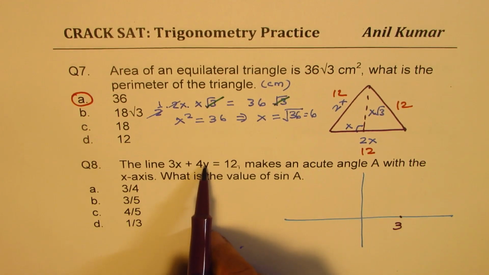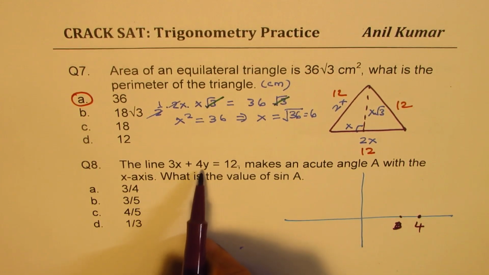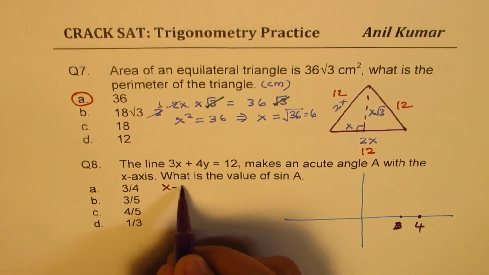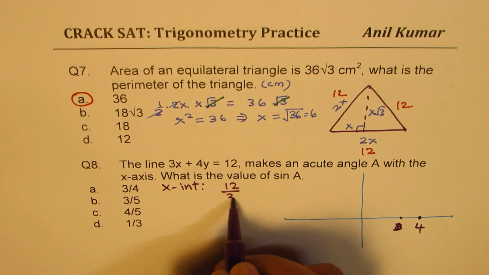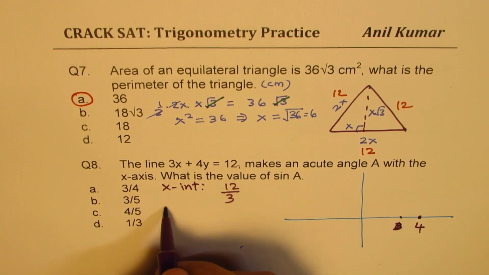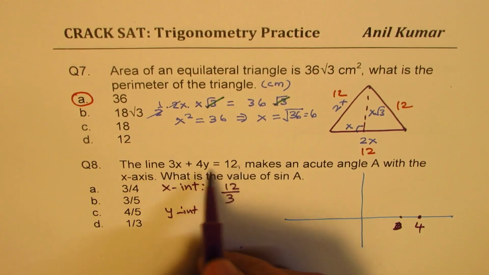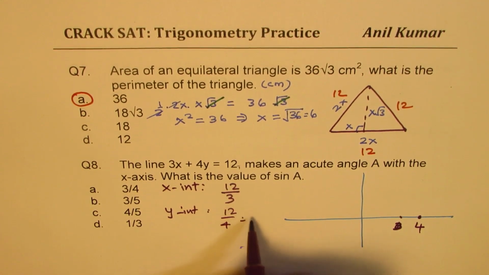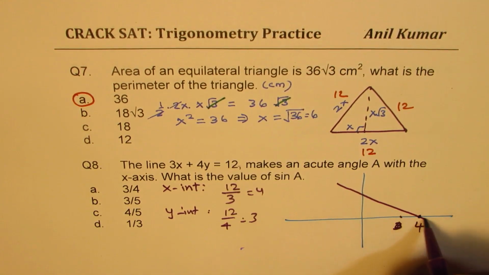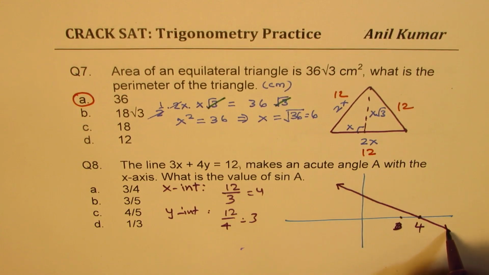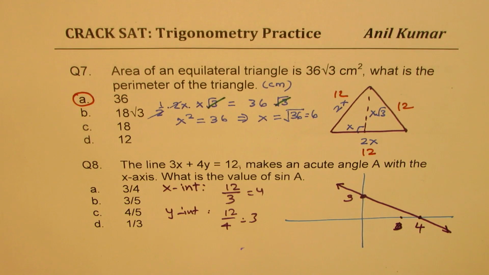And what is the y-intercept? I mean 4, sorry. Let's say 4, right? Let me write it down. The x-intercept will be 12 divided by 3, where y is 0. And for the y-intercept, we'll put x as 0, so we get 12 divided by 4, correct? So these are 4 and 3. Let's say this is the line which has these 3 and 4 x and y intercepts.